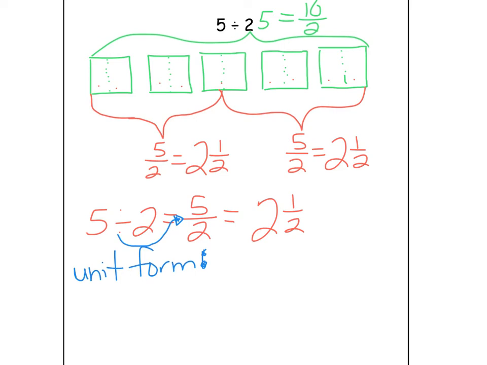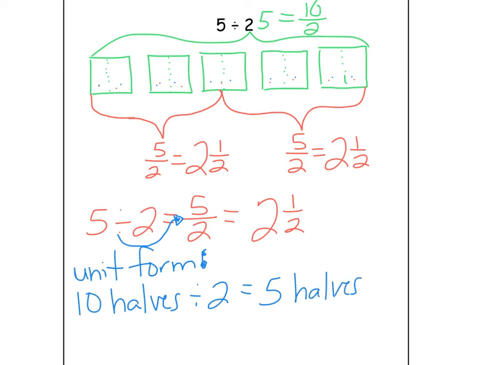So how many halves did I have? 1, 2, 3, 4, 5, 6, 7, 8, 9, 10. So I had 10 halves. And I divided into 2, which was equal to 5 halves. Make sure everything I just did you wrote in your workbook. If you need to rewind to catch up or if you missed something, please do so.